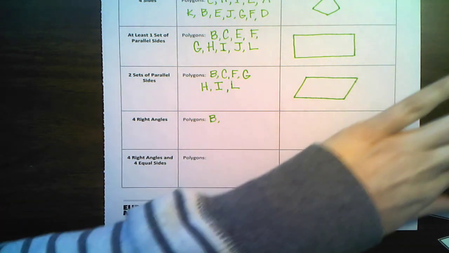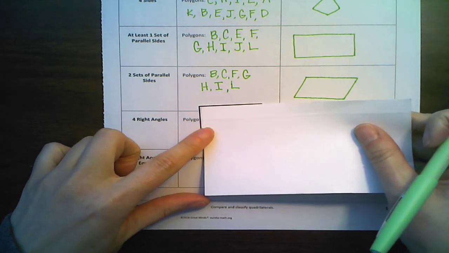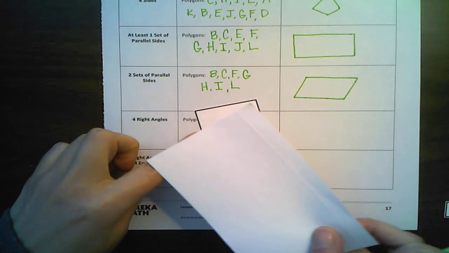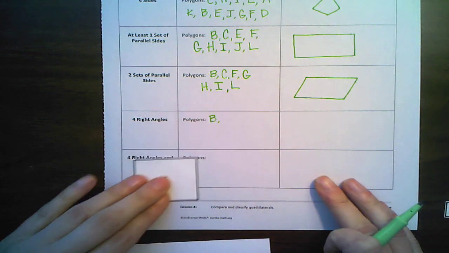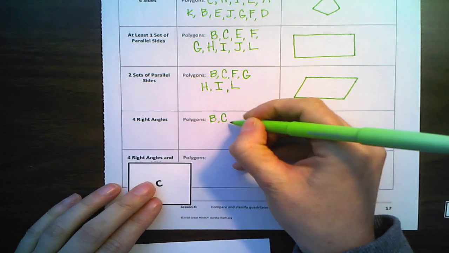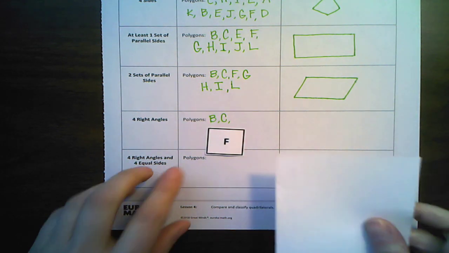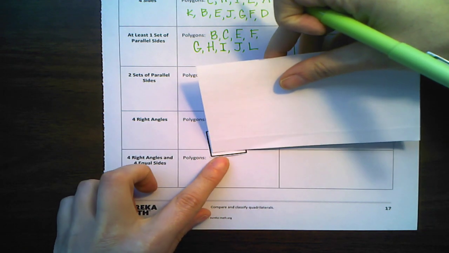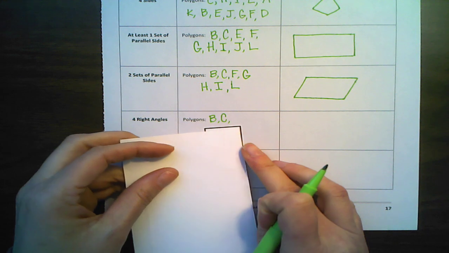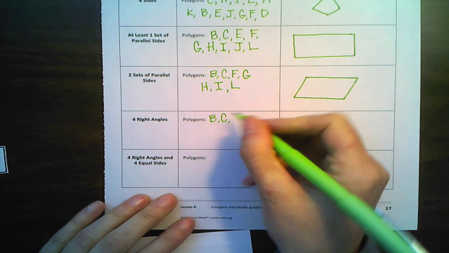Fabulous. How about C? Let's get C out. What do you think about this? Let's try 1, 2, 3, and 4. We have 4 right angles in C. Yes. How about F? It might be small, but does it have 4 right angles? Yes, you might be noticing a pattern here. Rectangles and squares have 4 right angles, don't they? Every corner is a right angle.